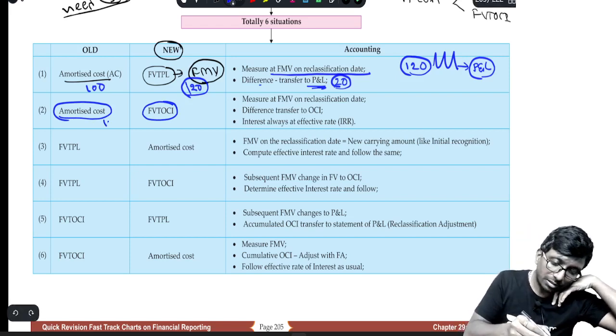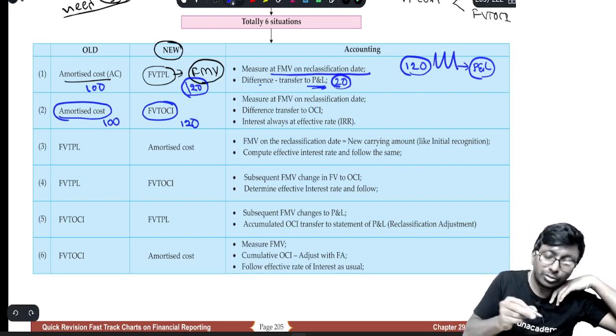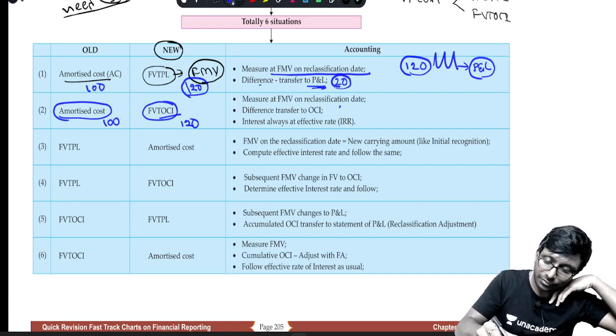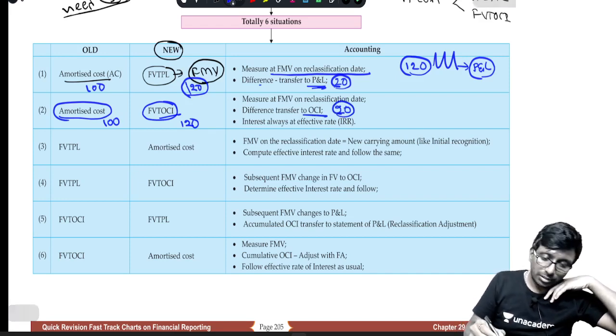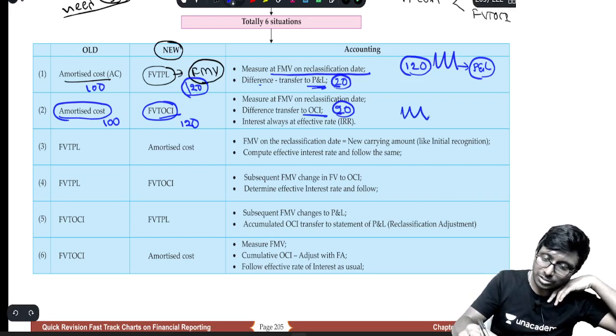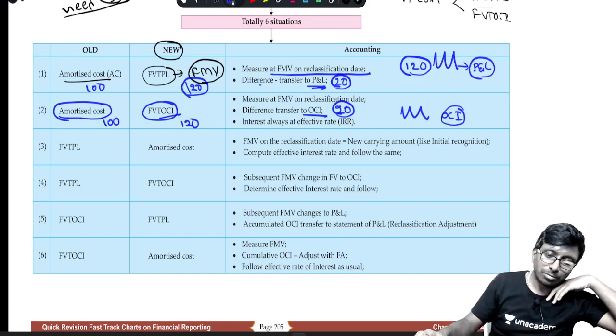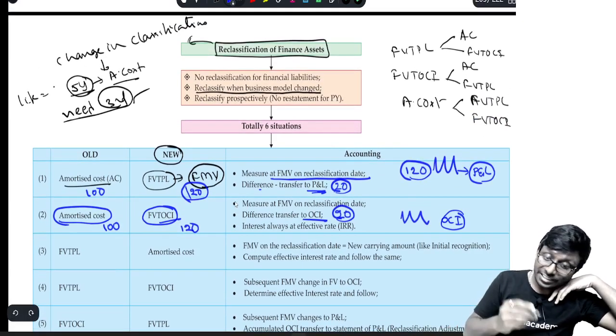Same thing, sir. This is 100, and this becomes 120. It is going to be 120, right? I mean FVTOCI. The difference should be transferred to OCI. From now onwards, any fluctuation gain or loss will be routed through OCI. Very simple, right? Do you remember one point? Sir, it is a debt instrument.